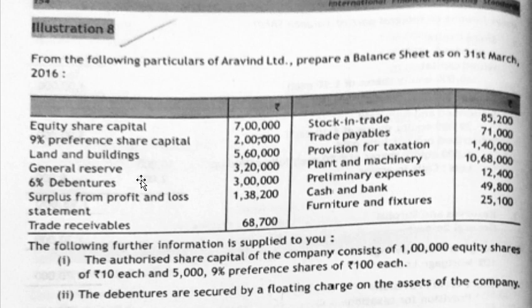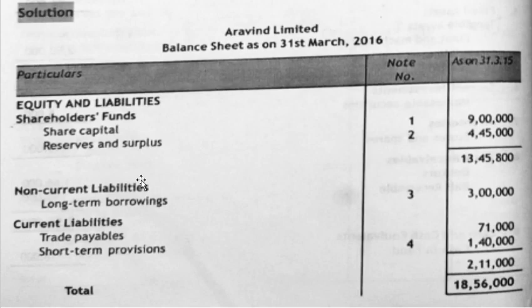Let us get into the calculation or solution part and understand how to assign all these items into the presentation of financial statement, that is your balance sheet. So Arvind Limited balance sheet as on 31st March 2016, particulars, note number, and as on 31st March 2016. Equity and liabilities. So the first item is equity and liabilities.